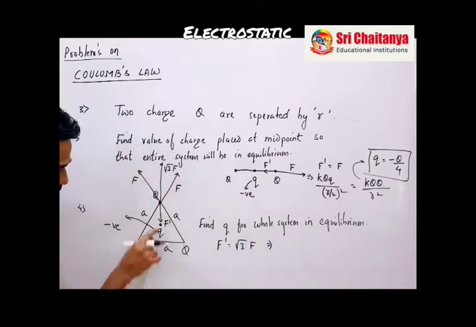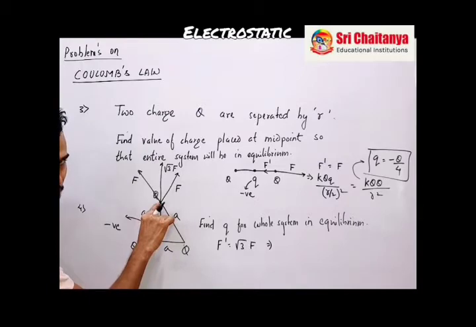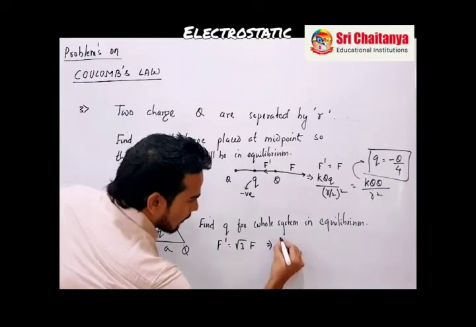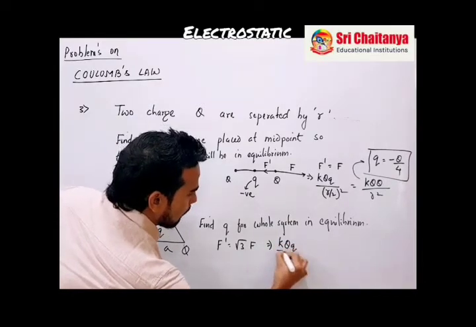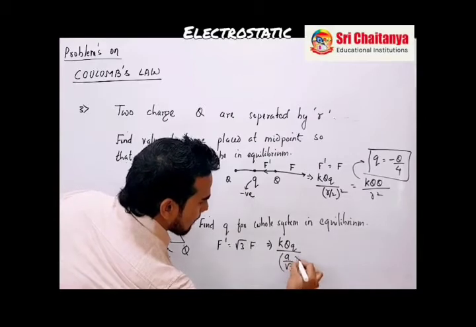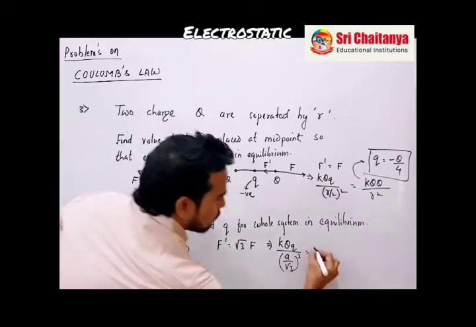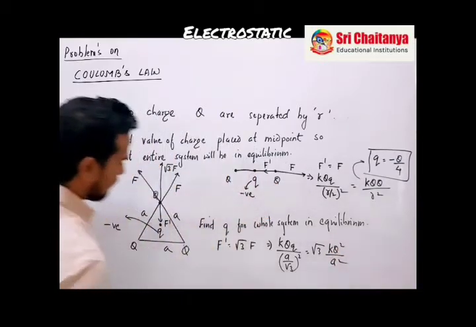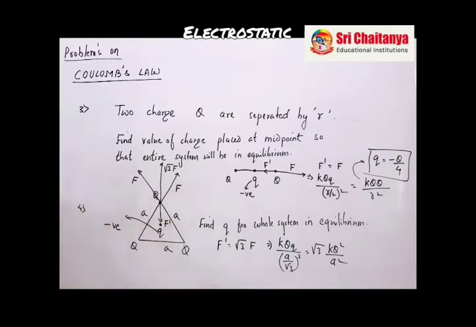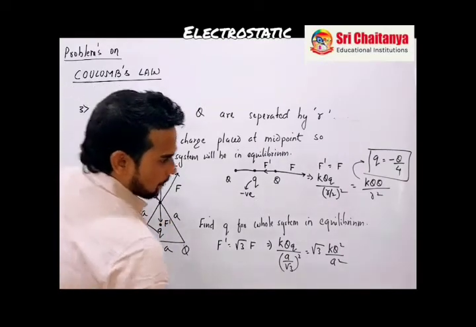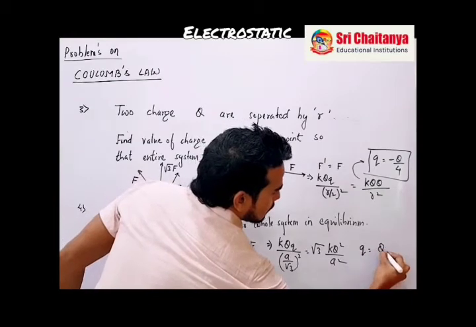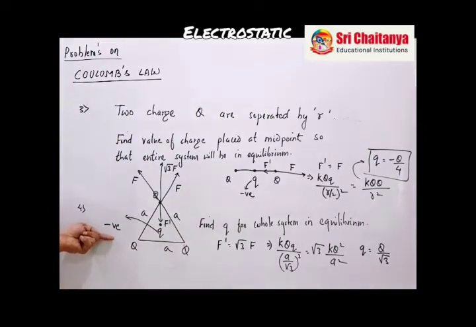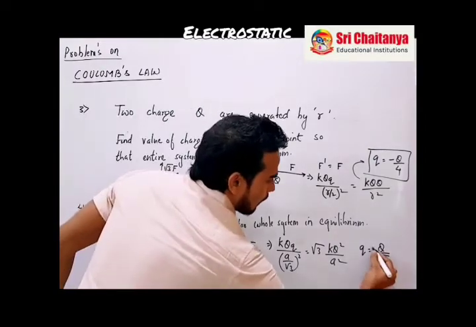F dash you can find due to this. You know this distance is a by root 3. So if you put the values, k q upon (a by root 3) square will be equal to root 3 times k Q square upon a square. That is this F and this F. Distance is a. Now if you simplify, you will get small q as Q by root 3, but again this is not your answer. You have to put the sign also. It must be negative. So the final answer will come here.